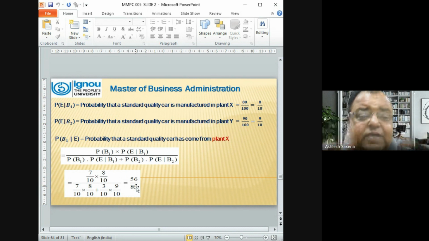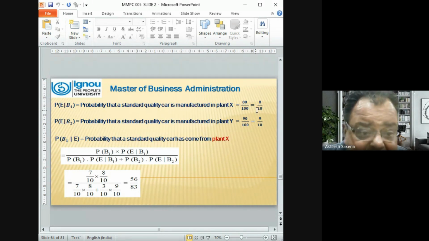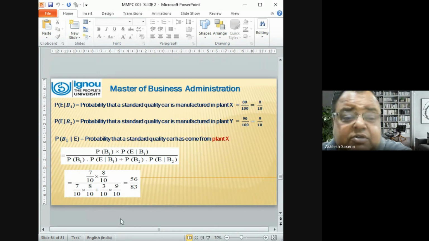Without going to further step, I'm just asking you to eliminate this. Multiply this 56 and add these four numbers. First of all, multiply and then add. 56 plus 27 is 83. This is the right method for writing up the solution for the problem.